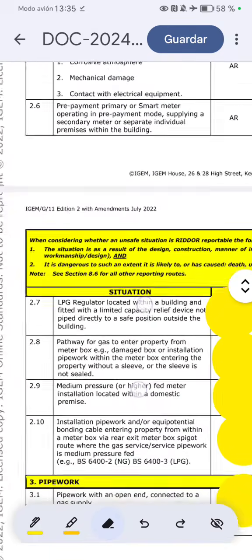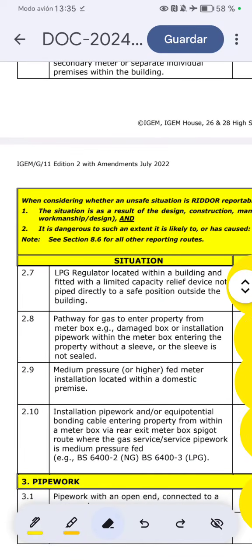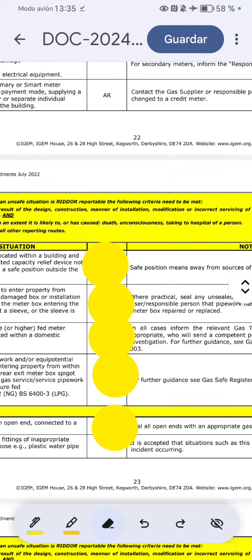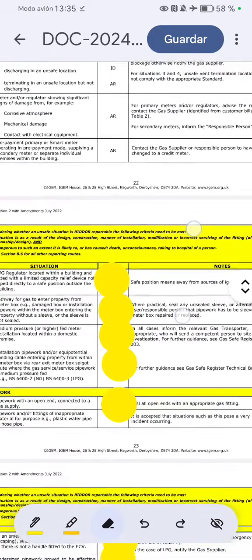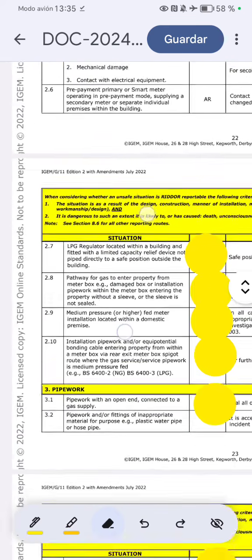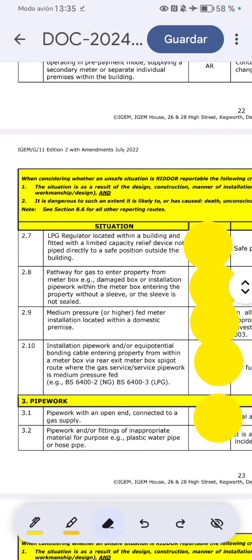All right. 2.7. LPG regulator located within a building and fitted with a limited capacity relief device, not piped directly to a safe position outside the building. LPG. I'm going to have to get another clue from the side here. Safe position means away from sources of ignition or points of re-entry. What do you guys say this is? I think I'm about to start getting some wrong. You're in a building fitted with a limited capacity relief device. I'm going to say at risk. Whew. Okay, got that one right.